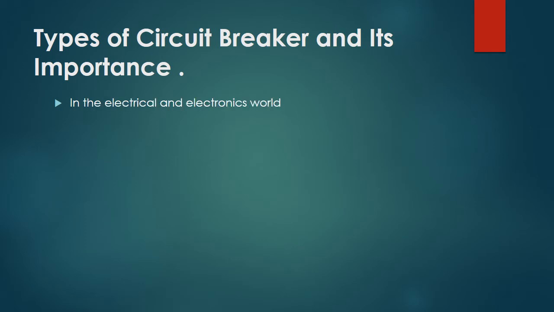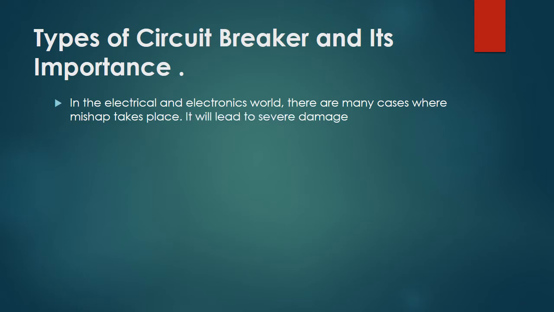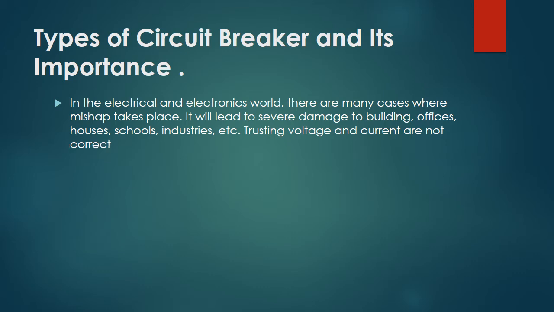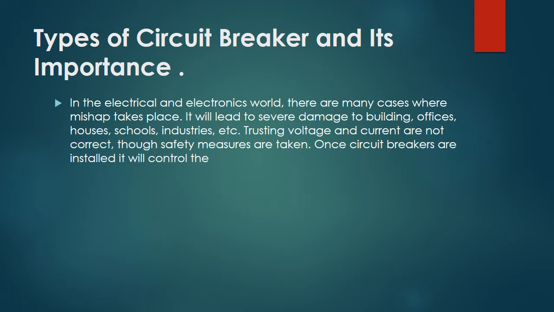In the electrical and electronics world, there are many cases where mishaps take place. They can lead to severe damage to buildings, offices, houses, schools, industries, etc. Trusting voltage and current is not always correct, though safety measures are taken. Once circuit breakers are installed, they will control the sudden rise of voltage and current. It will help prevent any accident.